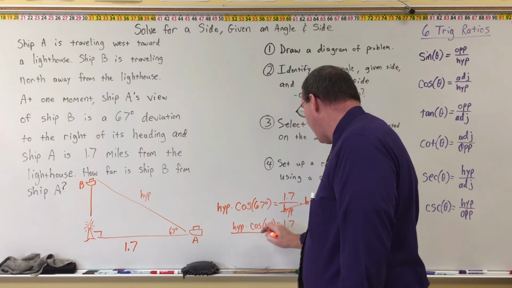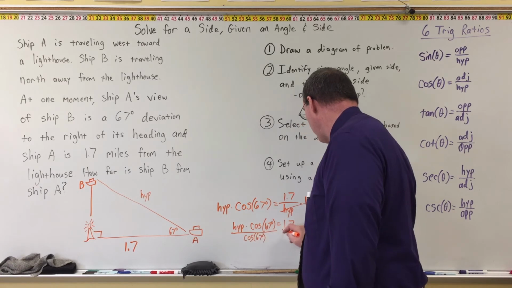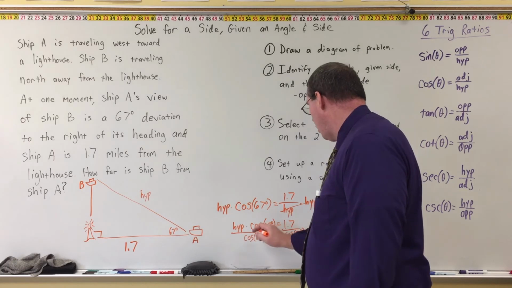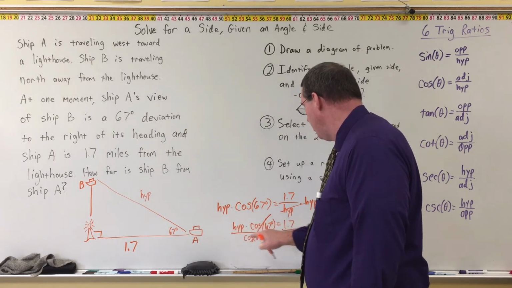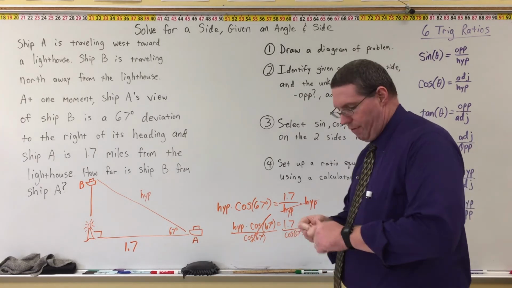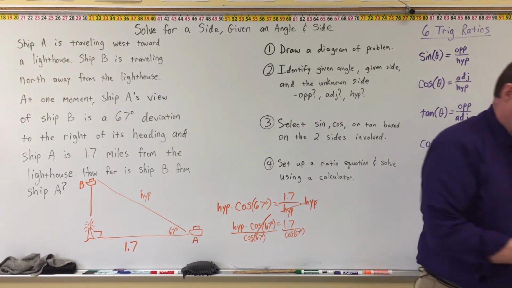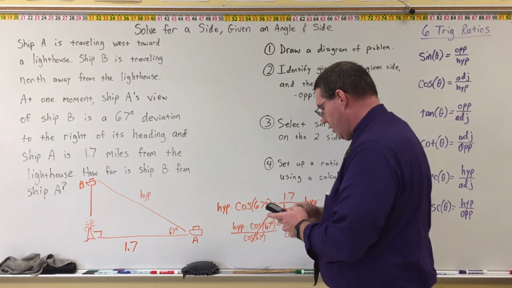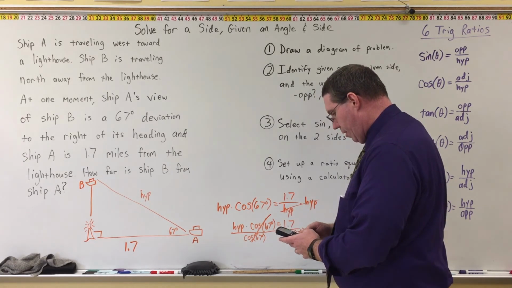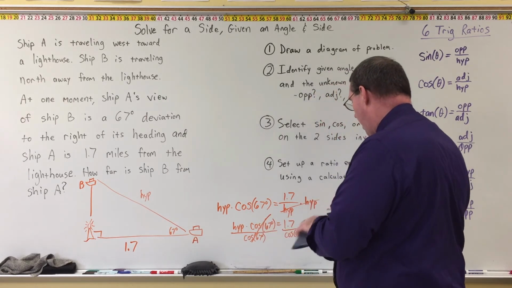Now we can divide by cosine of 67 degrees on both sides. On the left side, that's going to cancel, and we have hypotenuse is equal to 1.7 divided by cosine of 67 degrees. So let me grab a calculator here. And I'm going to do 1.7 divided by cosine of 67 degrees, and I'm in degree mode, and that's going to give me 4.35.